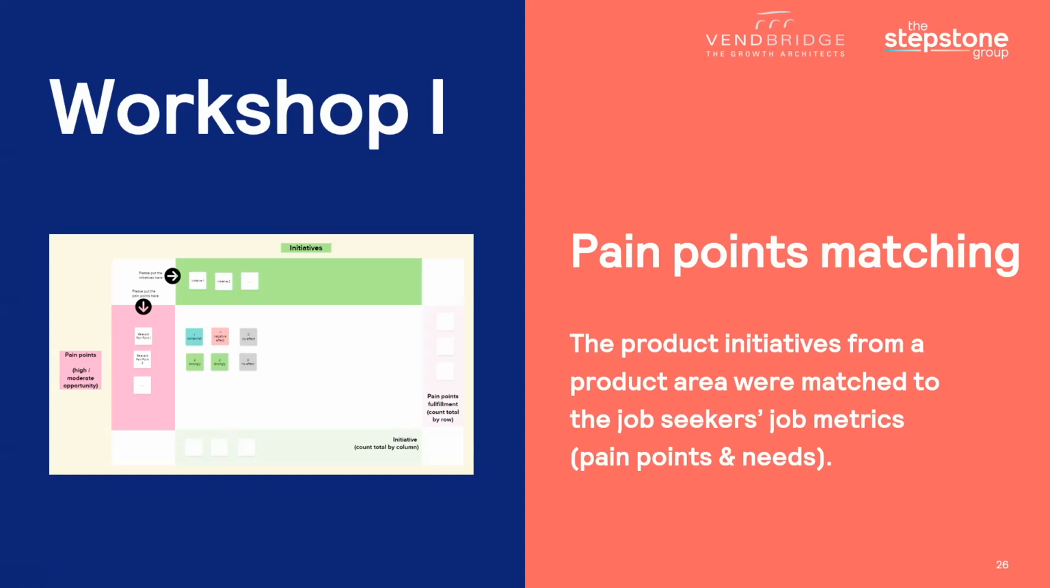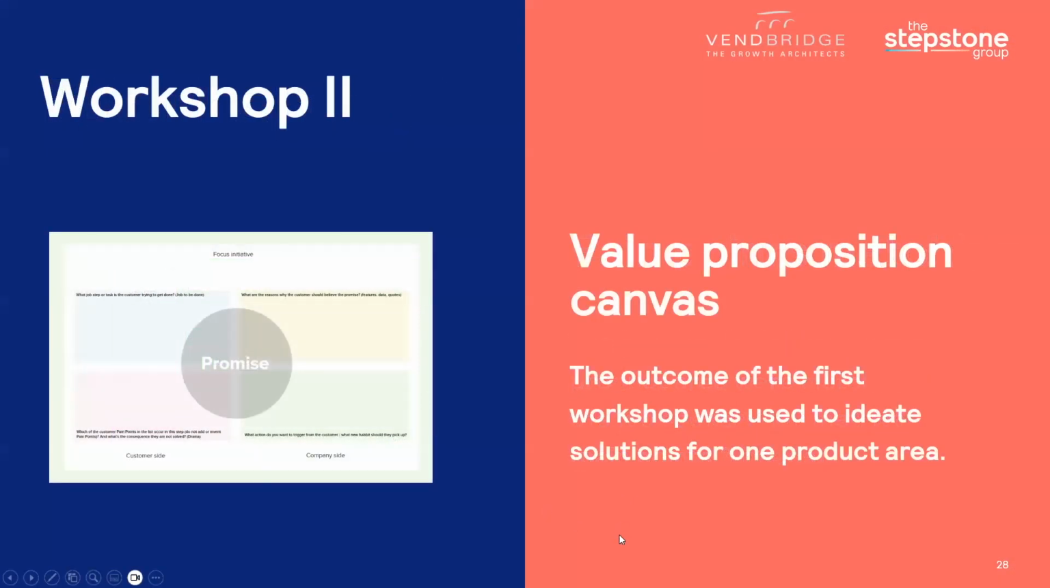And then we also had ratings with numbers. And this was quite an eye-opening exercise, actually, because sometimes there was a lot of gray. That means zero addressing of pain points with some initiatives. Visually, it was quite impressive. The second workshop was the value proposition canvas, and the output of the first workshop was used to ideate solutions for one product area. And you see here, in the middle is the promise, the brand promise. And the left side is the customer side, job applicant side, and on the right side is StepStone.